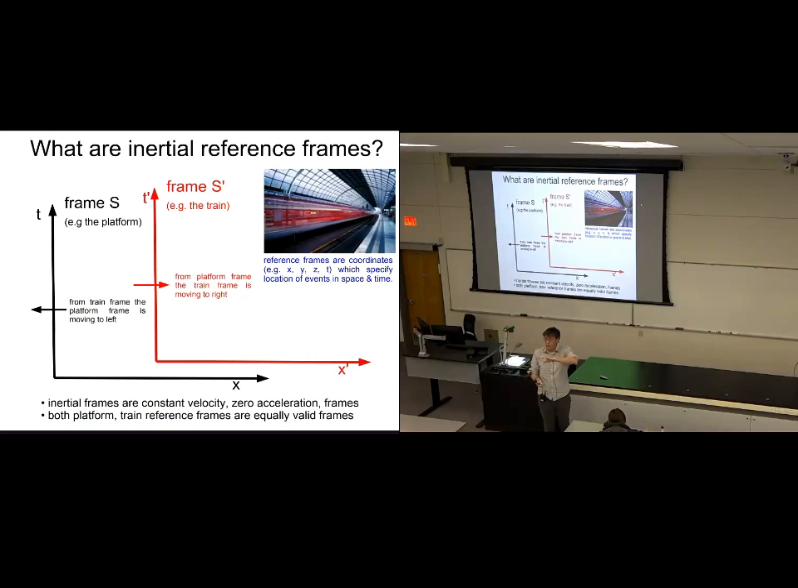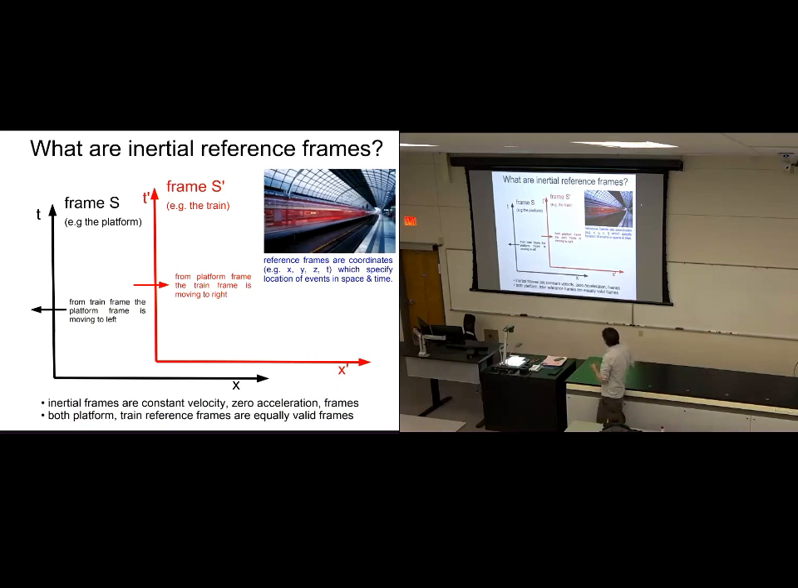So we use reference frames in physics. We use coordinates, space and time coordinates in physics to specify locations of events. In this slide, I'm sketching two reference frames so that we can get an idea of the importance of two reference frames. If you want an example of two reference frames, I've pictured an example here.